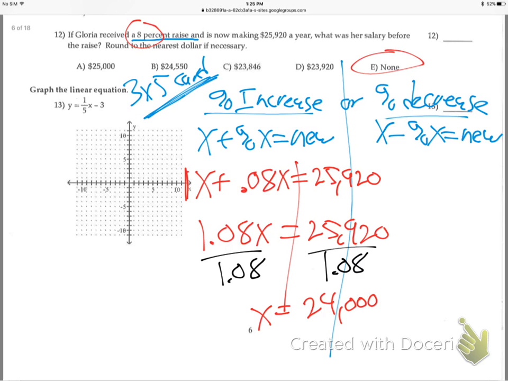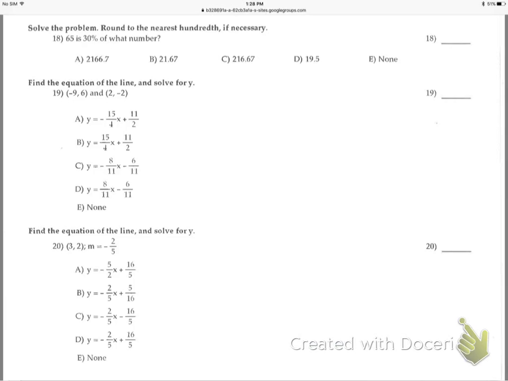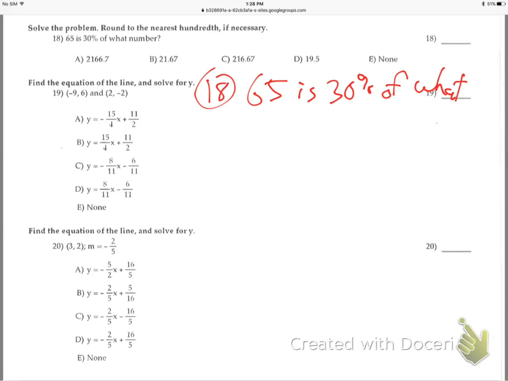Good? Okay. I want to get to 19 and 20. Those are the other tricky ones, I think. You guys okay with that? Got that copied down? Can I flash off that? Let me do 18 and 19 and we'll stop, because that covers 20. So 18. 65 is 30% of what number?